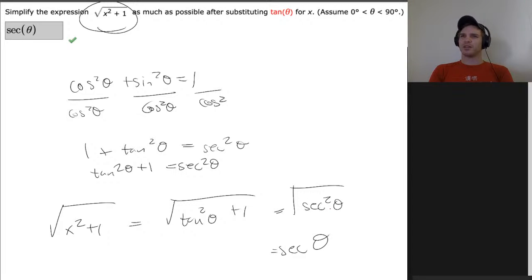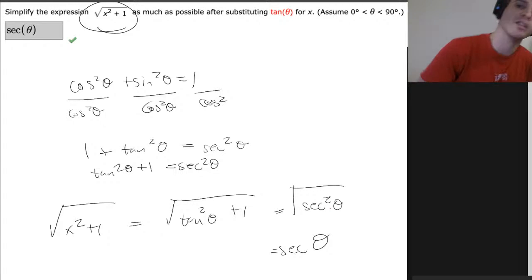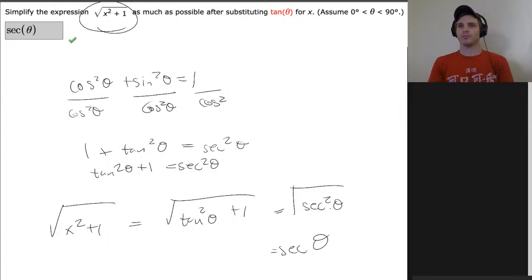So they're saying simplify it as much as possible. I don't know if this is simple exactly. It's an identity. Yeah, this is what they mean though.